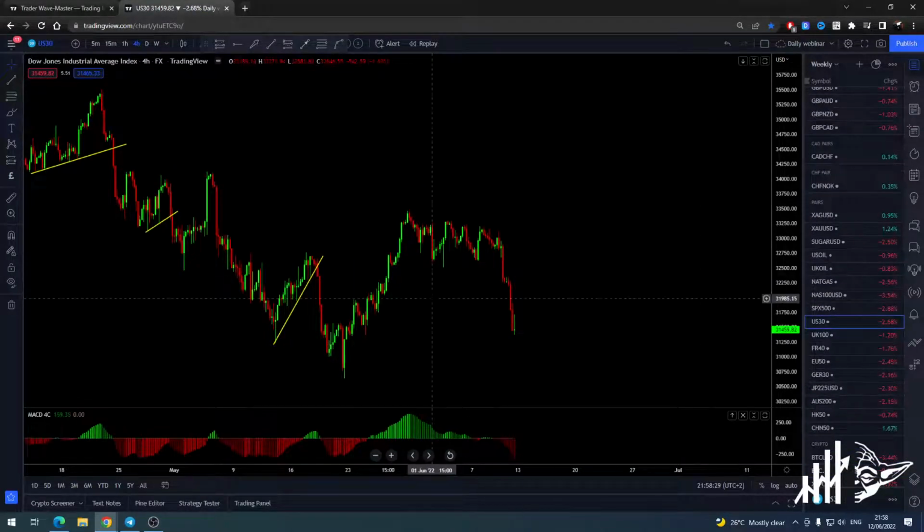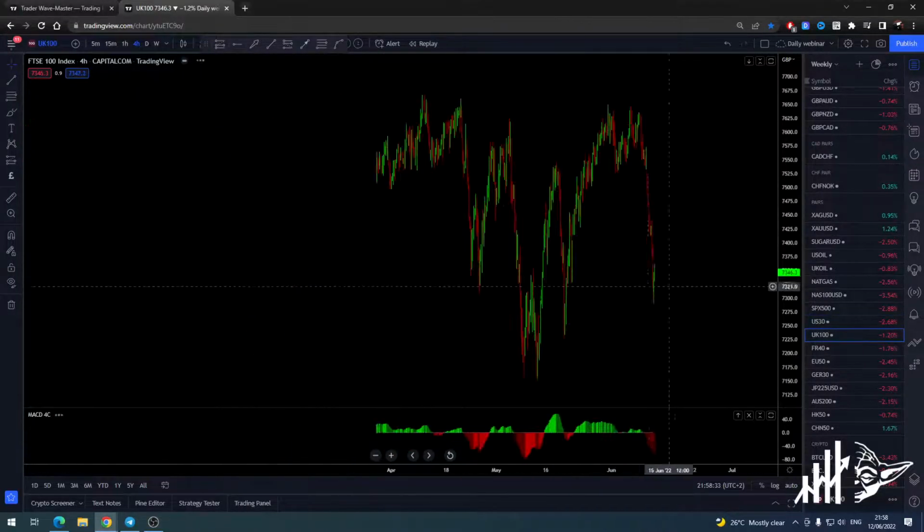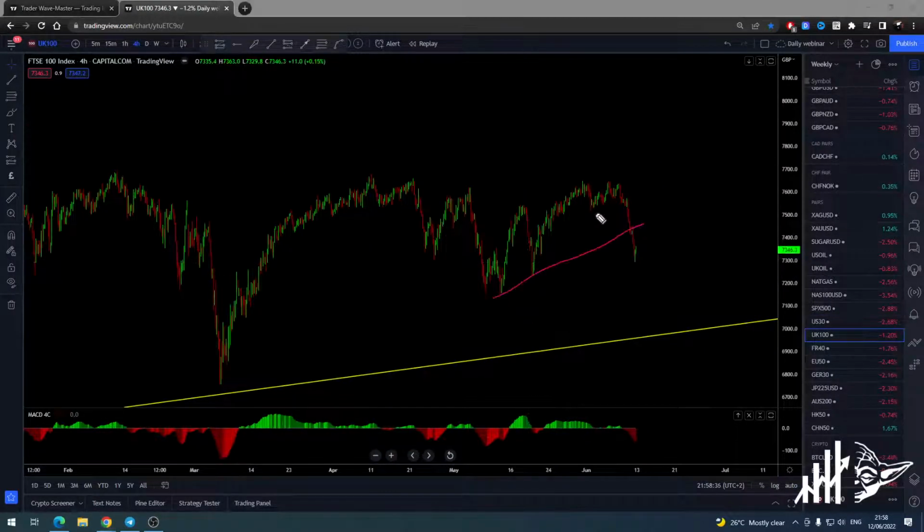US 30, very good correction, then take a sell back at the previous low. UK 100, same there, very good sell setup, it's in the making. So any sell correction, you can take a sell. Be careful, don't sell without having this correction. Why?